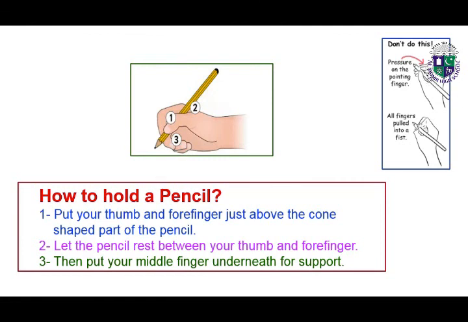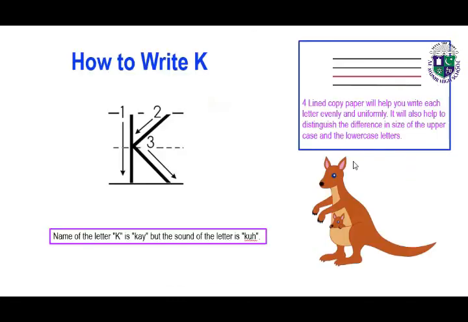And don't do this: pressure on the pointing finger, and all fingers pulled into a fist. These two ways are the wrong ways to hold the pencil. Okay, now let's learn how to write K.